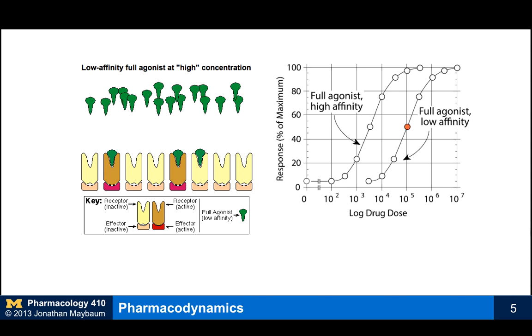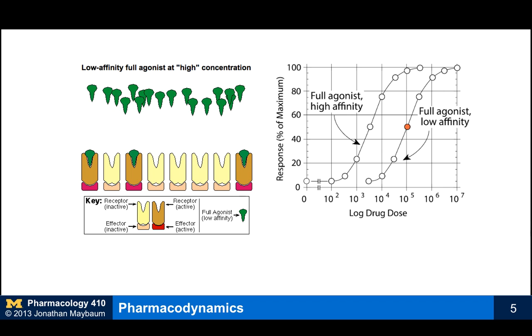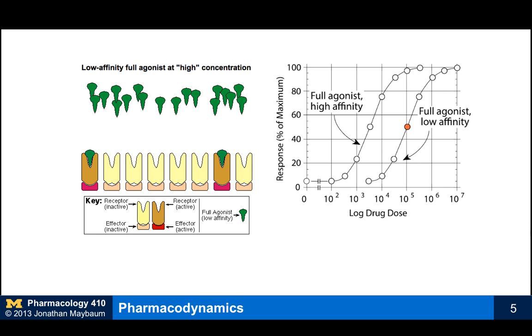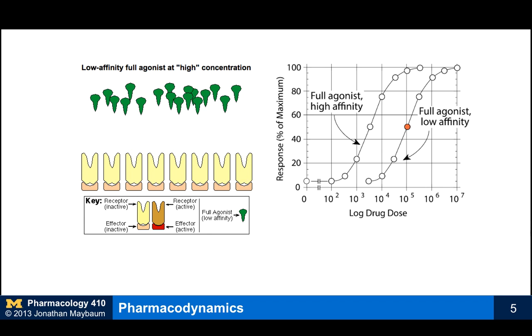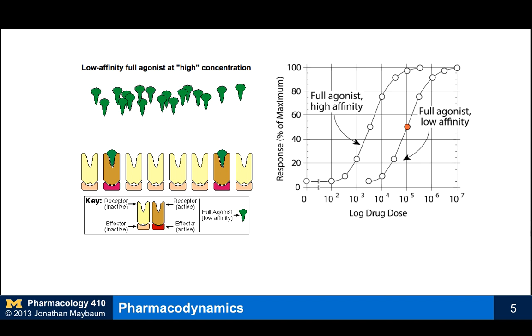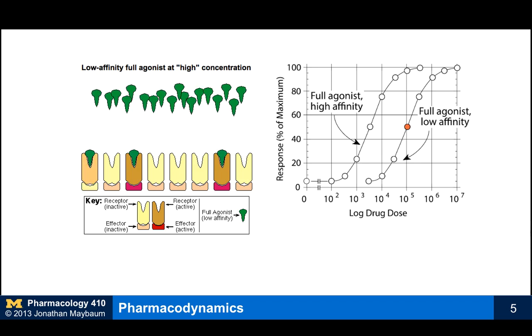In spite of it having lower affinity, though, it still activates the effector very efficiently, and its dose-response curve does eventually climb up to 100% of possible response. So we can be comfortable calling this a low affinity, but still full agonist.